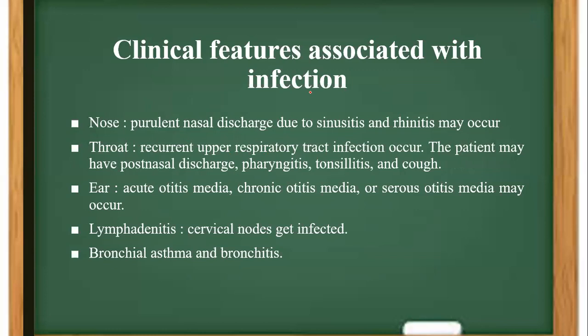Clinical features associated with infection. First was obstruction, next is infection. First is the nose: purulent nasal discharge due to sinusitis and rhinitis may occur. That is, infection or sinusitis and rhinitis. That's why the patient has nasal discharge and throat infection, post nasal discharge and pharyngitis, tonsillitis, and cough. Early infection, acute otitis media due to the blockage of the eustachian tube, chronic otitis media, and serous otitis media. Lymphadenitis due to the chronic infection, so that cervical nodes get infected. Bronchial asthma and bronchitis. So these are some of the clinical features associated with infection.